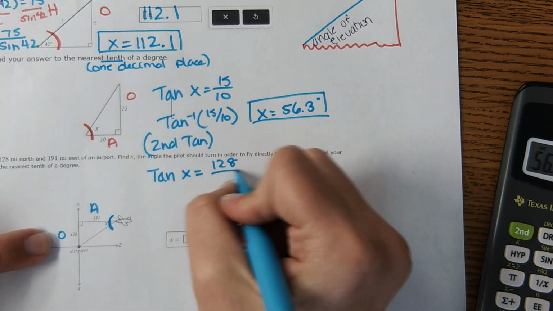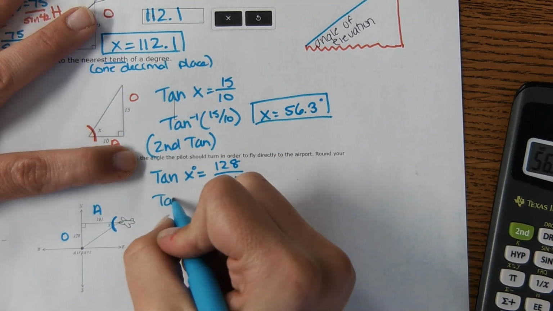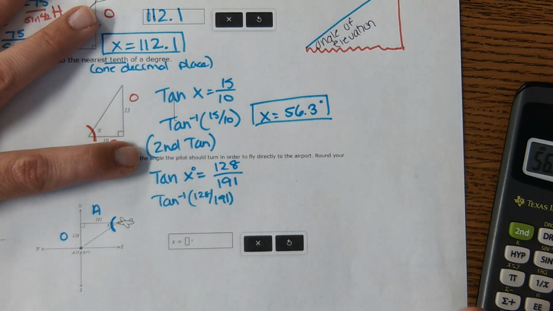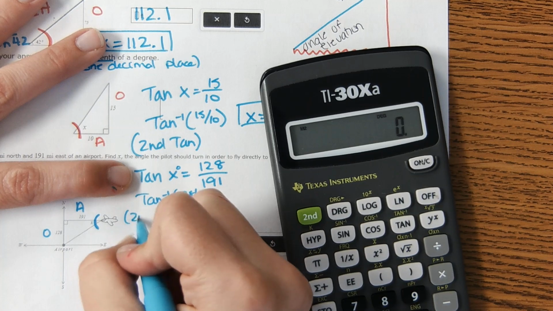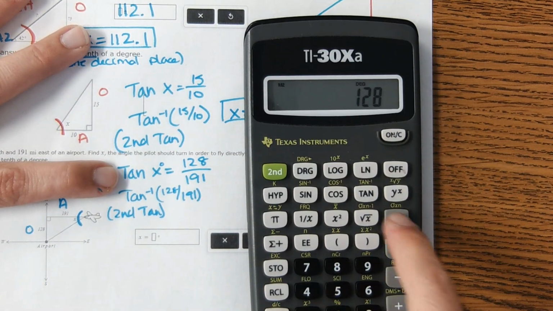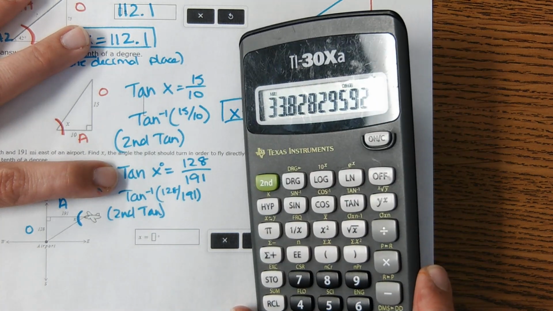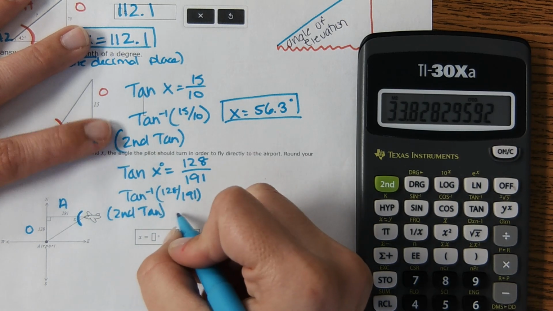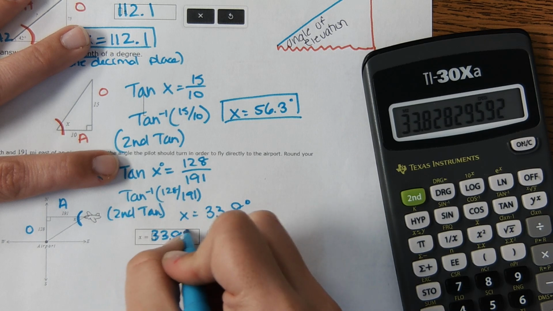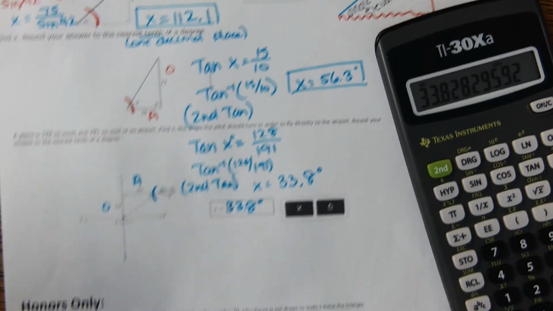So 128 over 191. So to find this degree measure here, I'm going to use the inverse. Like that. Or like second tan. So in here, I'll do 128 divided by 191. And then second tan. And I get 33.8. So x equals 33.8 degrees. Like that.